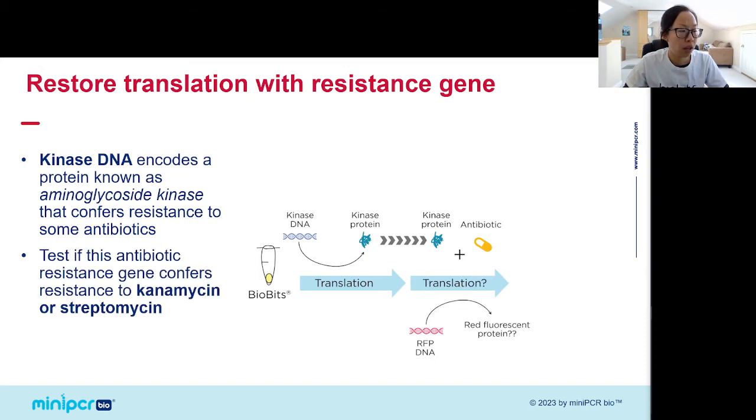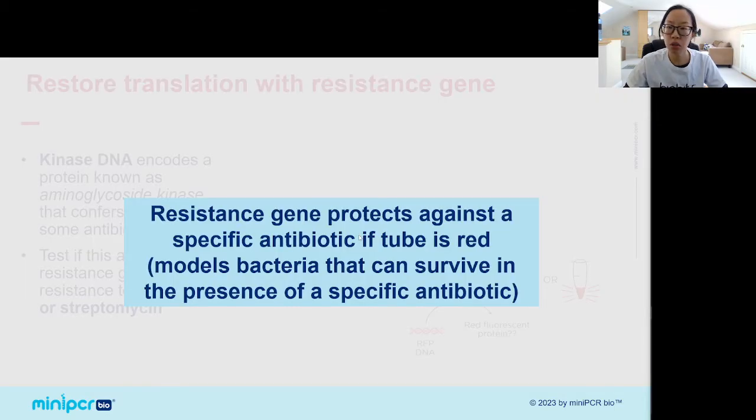Again, since red equals translation worked and no red equals translation didn't work, we'll use the readout of the reaction to determine whether or not this antibiotic resistance gene was able to confer resistance to the added antibiotic. So, bottom line, if you added antibiotics but your tube still glows red, then that means for the added resistance gene, that protected protein synthesis from the antibiotic, just like if bacteria were able to survive even if an antibiotic was added.